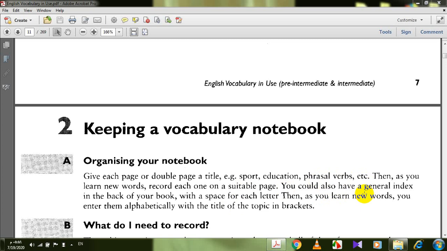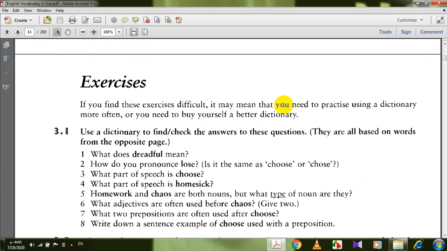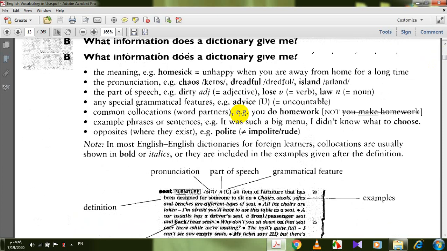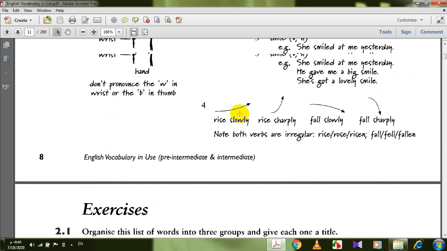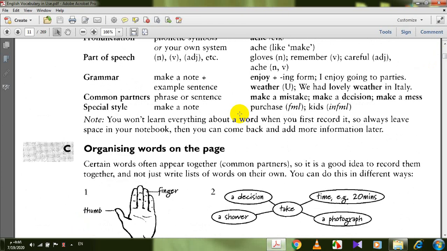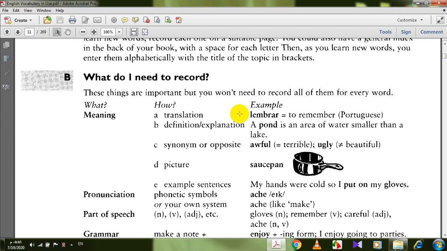You could also have a general index in the back of your book. This is a general index with a space for each letter. Then as you learn new words, you enter them alphabetically with the title of the topic in brackets. So write them alphabetically. Okay, so this is organizing your notebook.